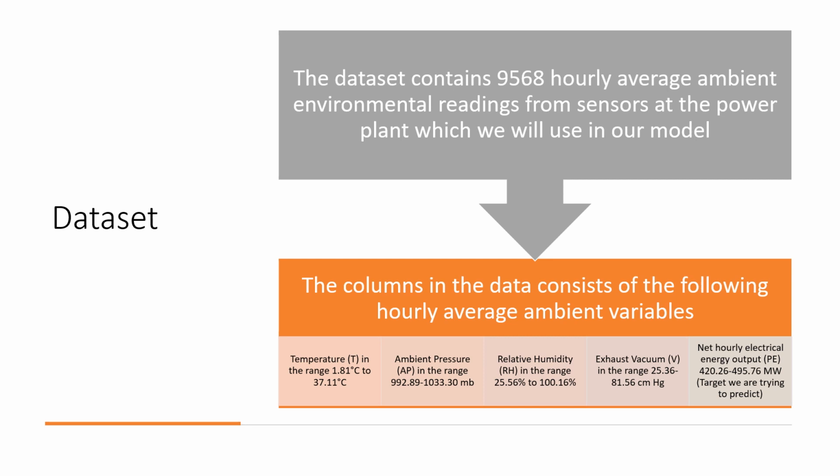The data set given contains 9,568 hourly average ambient environmental readings from sensors at the power plant, which we will use in our model. The columns in the data consist of temperature, ambient pressure, relative humidity, exhaust vacuum, and net hourly electrical energy output, which is the target we are trying to predict.